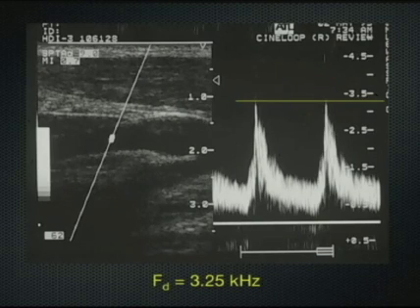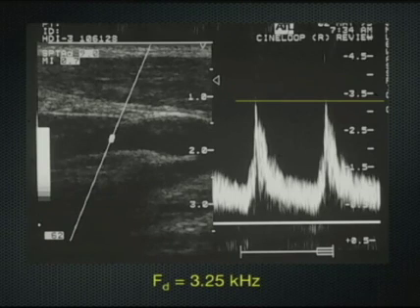Some ultrasound devices actually display the spectral waveform in Doppler frequency shift. This is an image from an older machine in which a sample is obtained from the internal carotid artery. The scale on the right is in kilohertz, and we can see that the peak systolic frequency in this case is about 3.25 kilohertz.